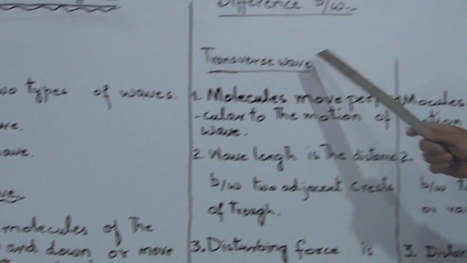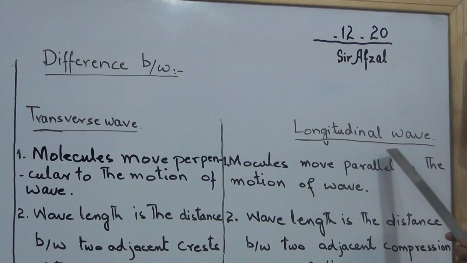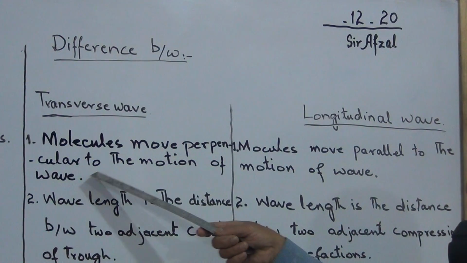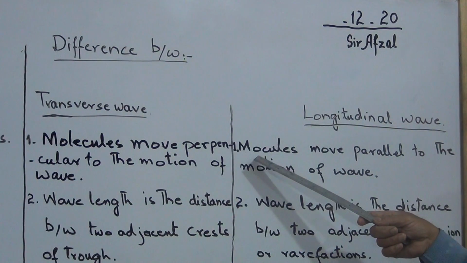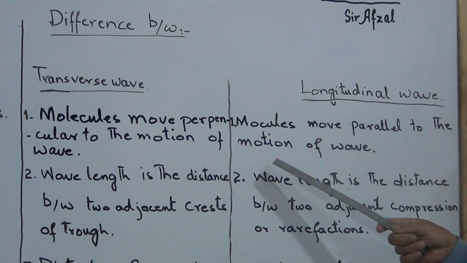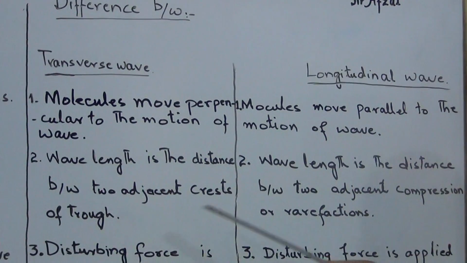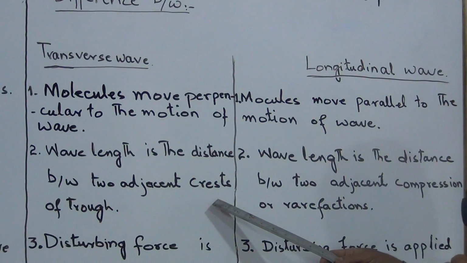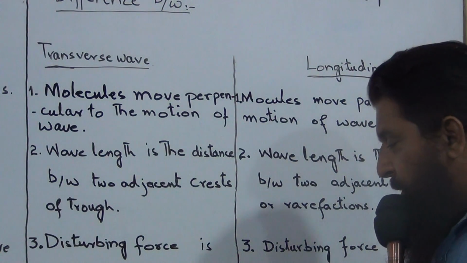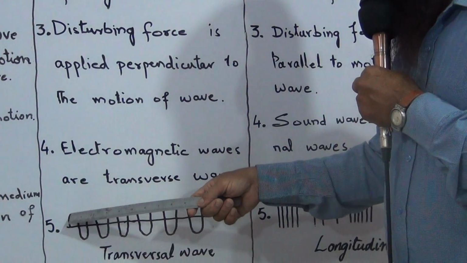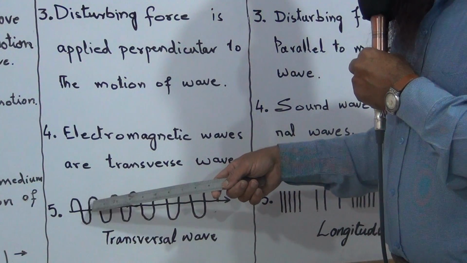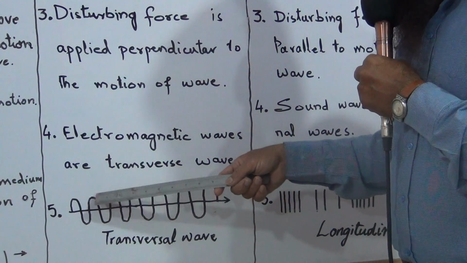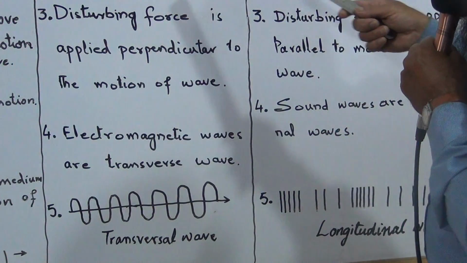Now we will study the differences between transverse wave and longitudinal wave. First difference: in a transverse wave molecules move perpendicular to the motion of the wave, and in a longitudinal wave molecules move parallel to the motion of the wave. Second difference: wavelength is the distance between two adjacent crests or troughs. Look at adjacent crests. This one is a crest and its continuous crest is this one. These are called adjacent crests. Their distance is called the wavelength.